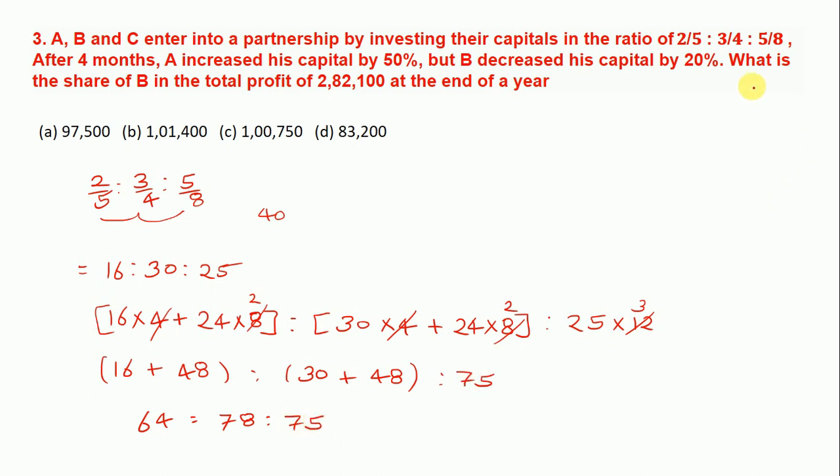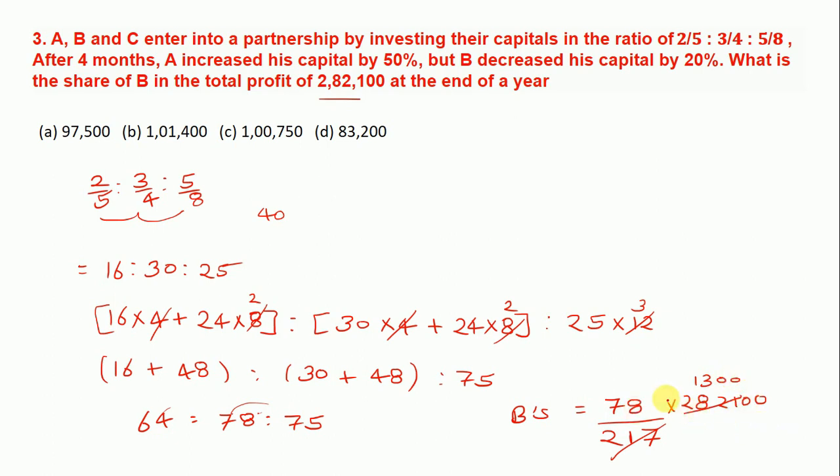Now, what is the share of B in the total profit of this? So we have to calculate B's share. It will be 78 divided by 5 plus 8 is equal to 13, plus 4 is 17, plus 7 is 14... plus 6 is 20, and 1 carry 21, into 2,82,100. It will go 13 times, so it will be 1300.